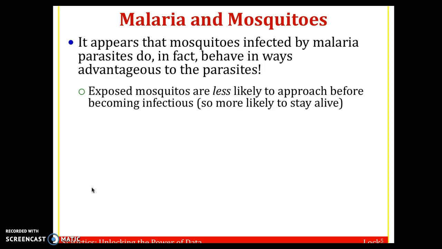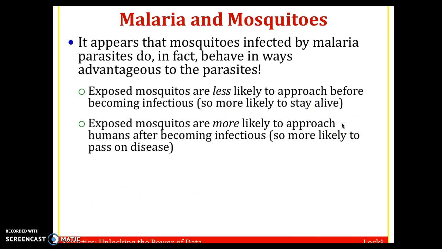So it appears that mosquitoes affected by malaria parasites do in fact behave in ways advantageous to the parasite. So do they change the brain chemistry of mosquitoes, the DNA? How do they do this? I don't know. But at least with the study, exposed mosquitoes are less likely to approach before becoming infectious. So the parasite wants to keep the mosquito alive. And after the mosquitoes could spread the disease, they are more likely to approach humans after becoming infectious. So if the malaria parasite does not affect the mosquitoes, we would not have seen results as extreme as we did.